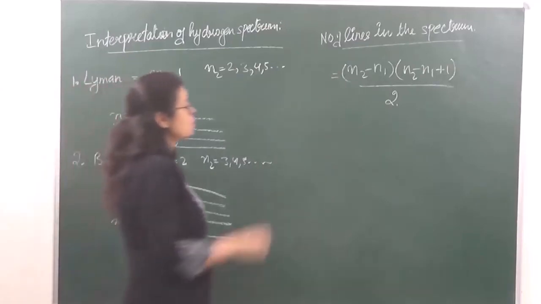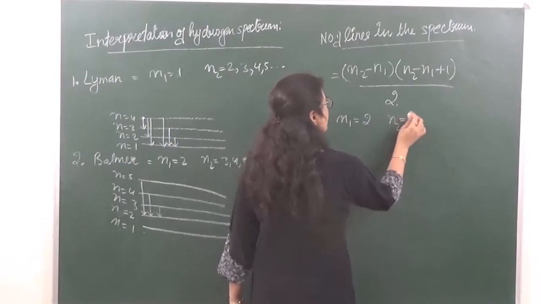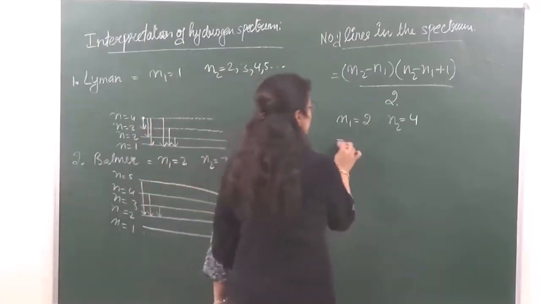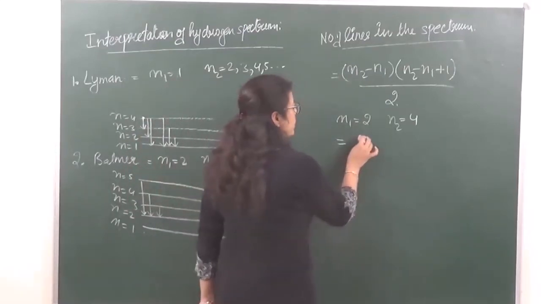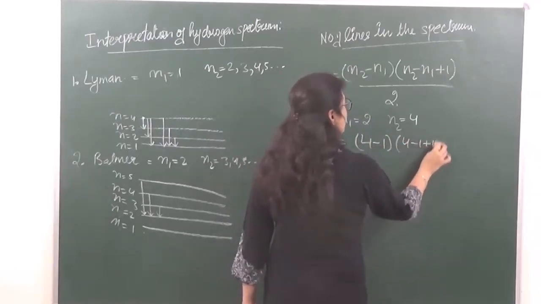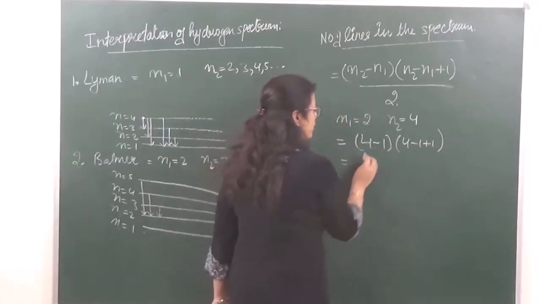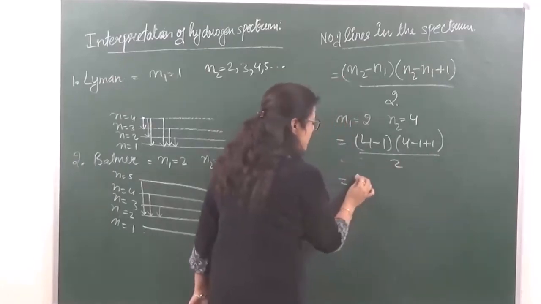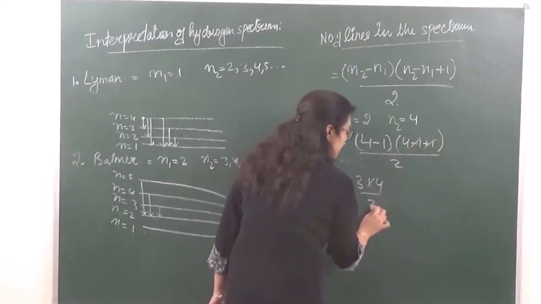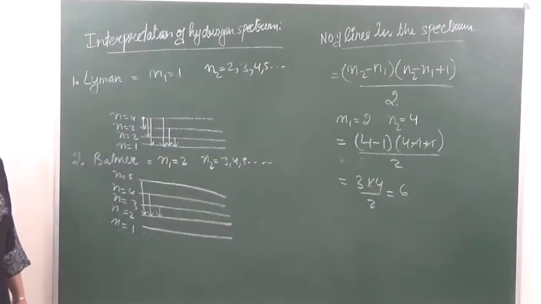Let's say there is a transition taking place with n1 equal to 1 and n2 equal to 4. So the number of spectral lines you are expected to calculate is 4 minus 1 into 4 minus 1 plus 1, divided by 2. 4 minus 1 is 3, and 3 plus 1 is 4. This 4 and the 2 cancel, giving 3 into 2. So the number of spectral lines is going to be 6.